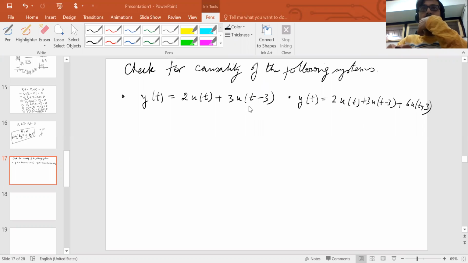These are two exercises where you're required to check for the causality of these two systems. You should verify for yourself if these two systems described like so, where Y is the output and U is the input, are causal or not. So I leave you with those two exercises. You add them up with the exercises I've given at the end of the last module.